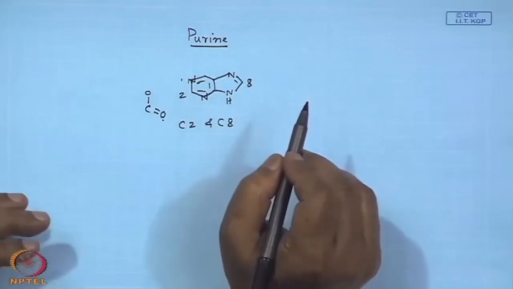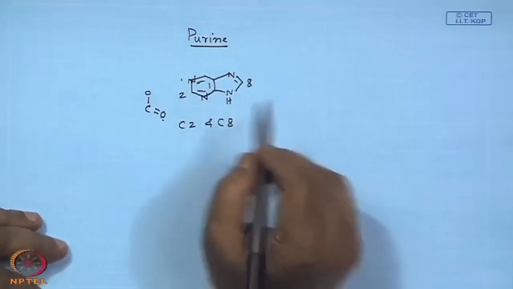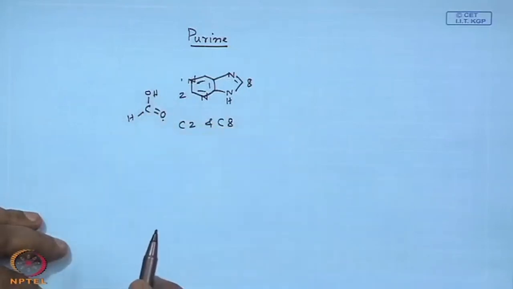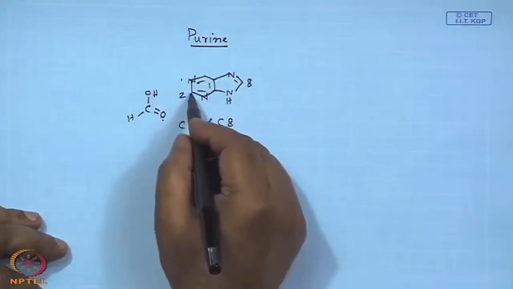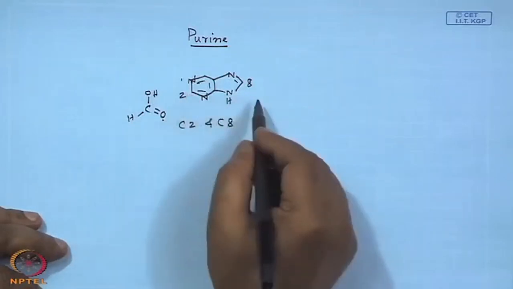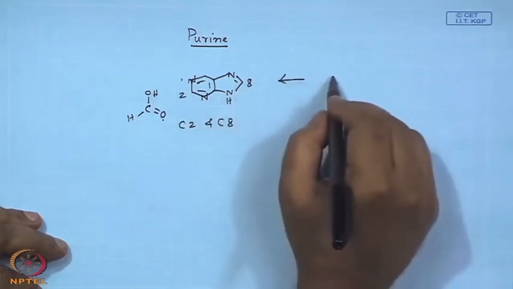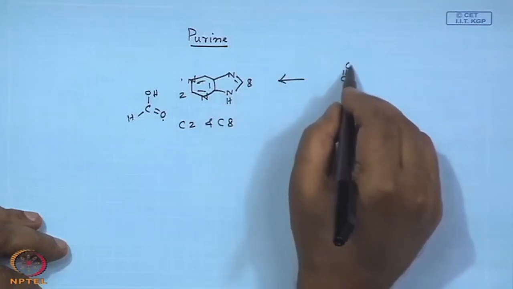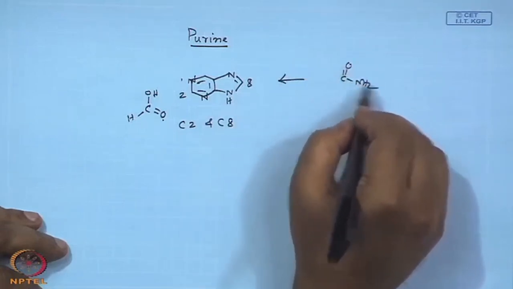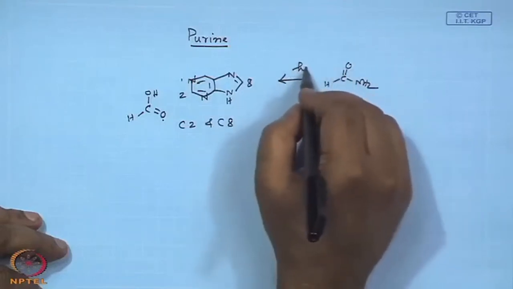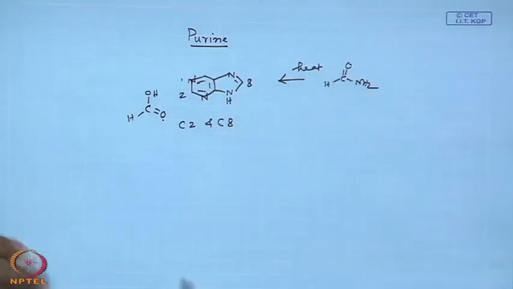That means one of the important starting materials could be formic acid. You have a CH up here and the two heteroatoms. So, this can be obtained from formic acid or the corresponding derivatives. This also can be a formic acid derivative. And by the way, historically, if you take formamide, you just simply heat it, you get the purine. It is a nice way of looking at this purine synthesis.